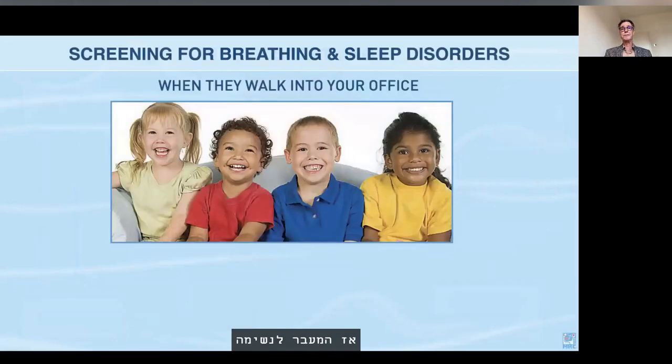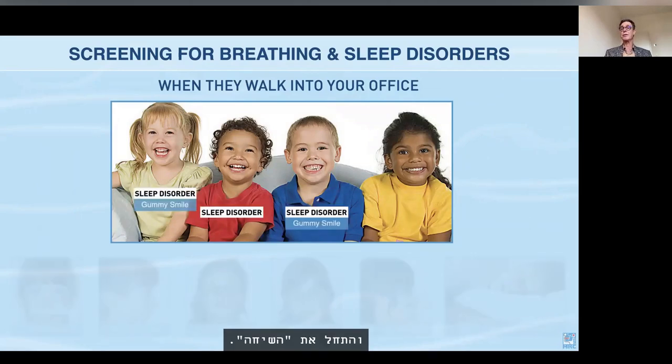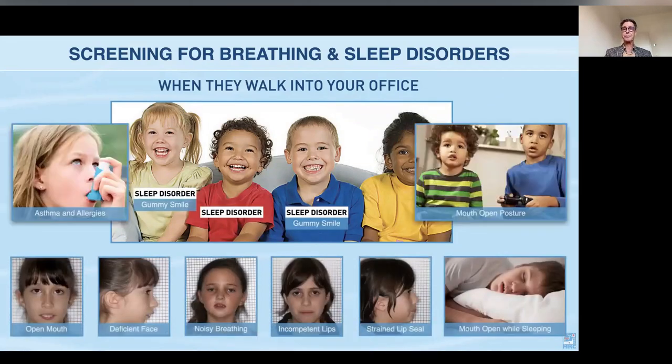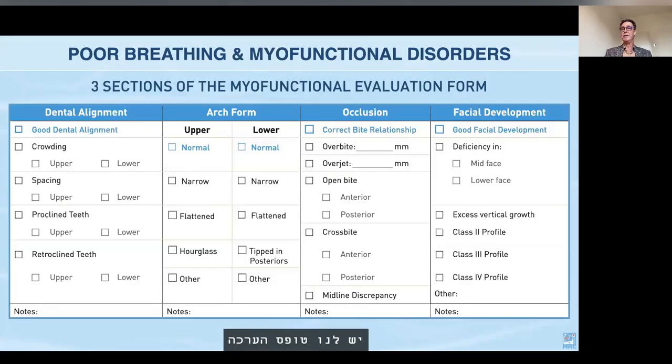So the screening for breathing and sleep disorders starts when they walk into your practice. So next Monday, when you're back in your practice, start screening the patients and start the conversation. Therefore, we have an evaluation form, and this evaluation form makes it very easy to evaluate, to screen the patient. And within 5 or 10 minutes, we know where the problems are and how the problems are related.